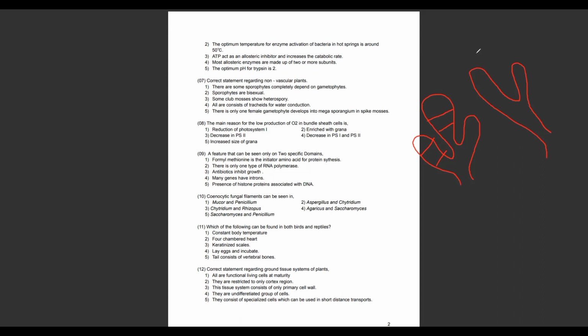Then question number 12. Correct statement regarding the ground tissue system of the plant. You know, we can divide tissues as meristematic, and meristematic means they are undifferentiated tissues. In a vascular plant, differentiated tissues can be divided into three groups: ground tissues, dermal tissue system, and vascular tissue system. Now, the ground tissue system fills the gap between the dermal tissue and the vascular tissue. Right?